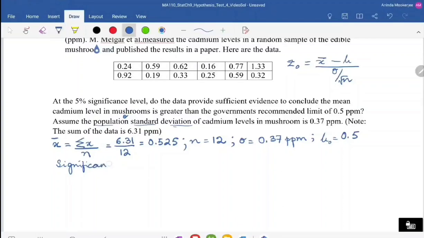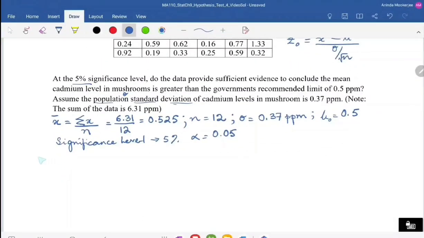Significance level, alpha. Now, the significance level is 5%, but alpha is the decimal counterpart of 5%. So 5 divided by 100 is 0.05. So that's going to be our significance level that we are going to use to perform this test. Now, we can start our steps at this point.